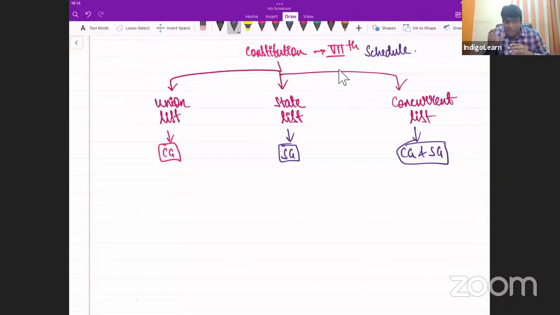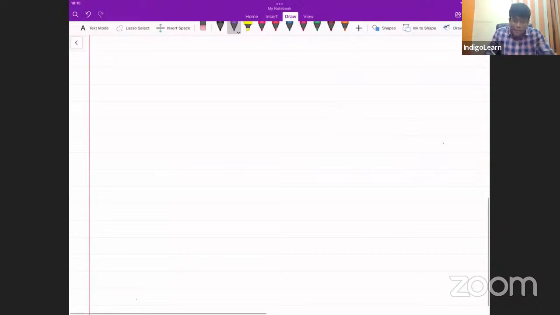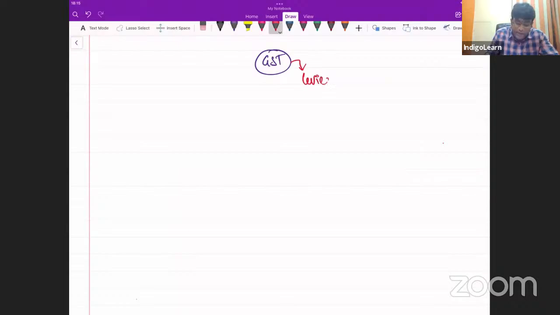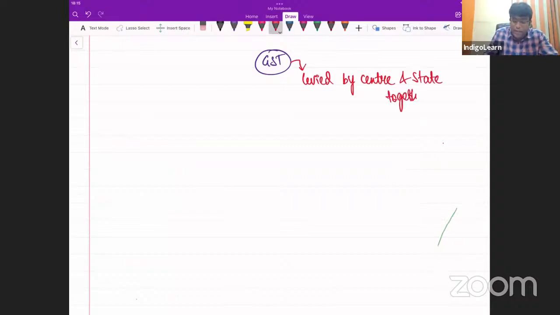I repeat, there were some taxes in India which were levied only by central government, and there were some taxes in India which were levied exclusively by state government, and there were some taxes in India which were levied by central or state, but there was no tax which was levied by central and state together. But for the first time in the history of India, they brought some tax known as GST, which is levied by central and state together. How it is levied, my dear friends?